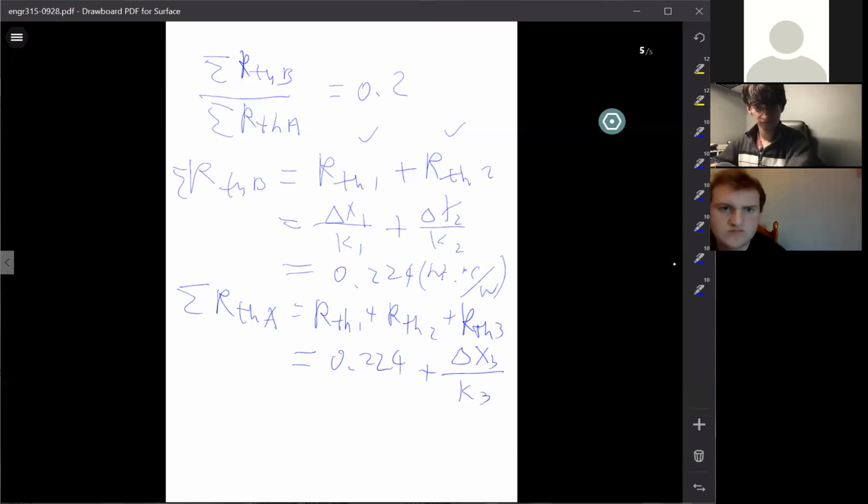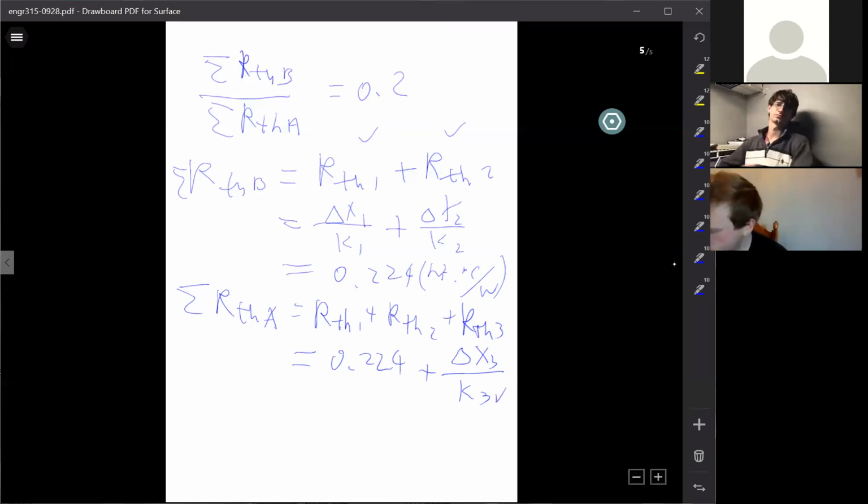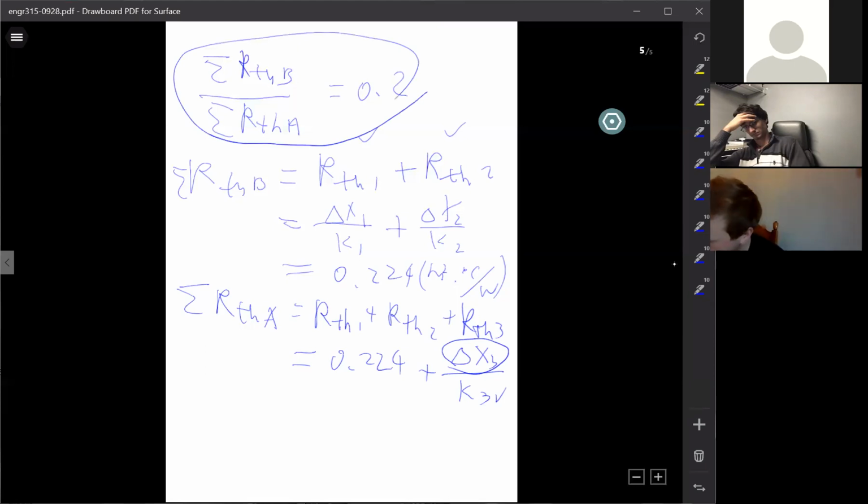Okay, K is given. So in that sense, K is given. This is your only unknown because you have this relationship. You can plug in this equation, okay? 0.224 divided by 0.224 plus delta X3 over K. What is the K value?